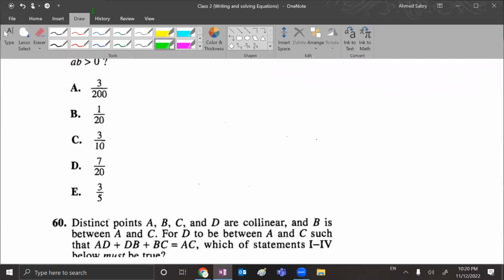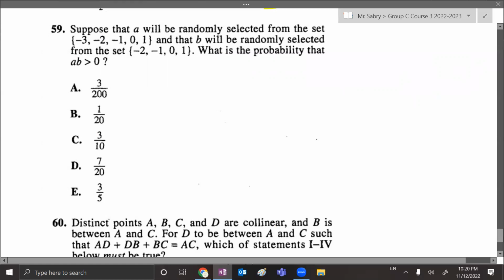59. Suppose that A will be a randomly selected number from this set and B will be a randomly selected number from this set. What's the probability that A times B is bigger than 0? I told you before that whenever we see something that's bigger than 0, we just think about it in terms of is it positive or negative. They just want to tell you whether it's positive or negative, that's all.